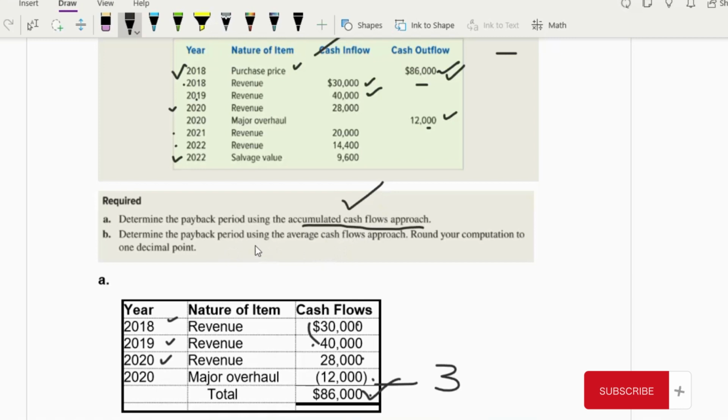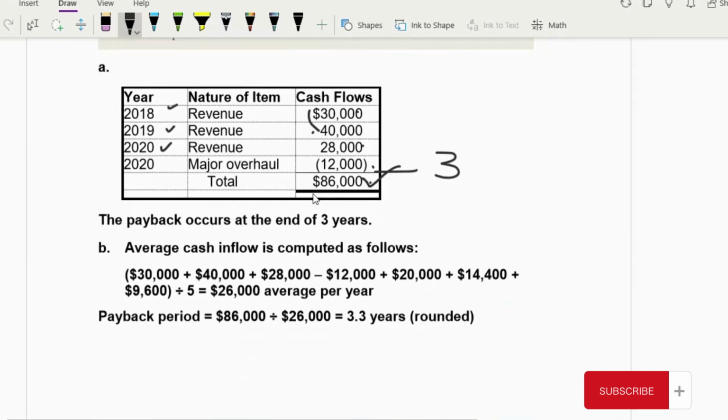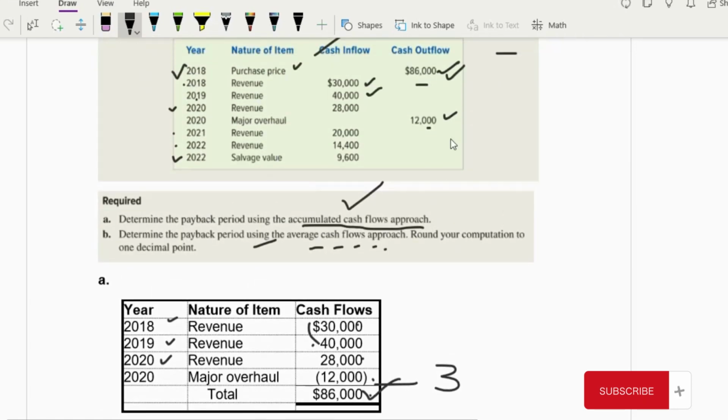The second one is payback period using average cash flow approach. So what should we do? We will be calculating the average inflows and outflows, and then we will consider that as an inflow, and we will divide the cost with that. So do remember, in order to calculate the average, take the life. Don't take 1 2 3. No, the life is 5 years, so we will be dividing the total amounts with the 5 years.